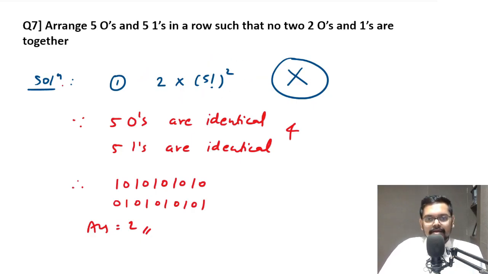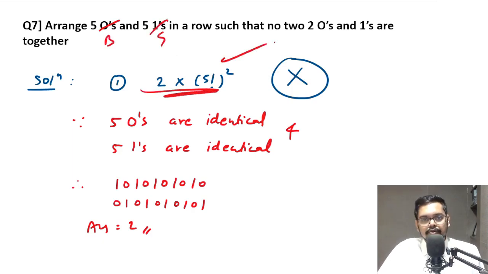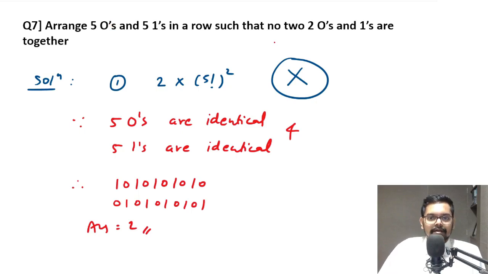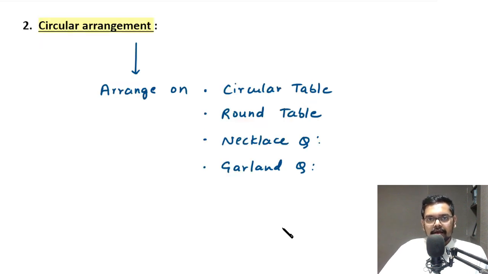The reason is very simple: we have identical items. Otherwise, if they were not identical, let me say here it was boys or here it was girls, then this thing is absolutely true. Okay. But since they are identical, you have to be cautious. So finally, topic 1 is done. Now we can go to the second topic, circular arrangement.